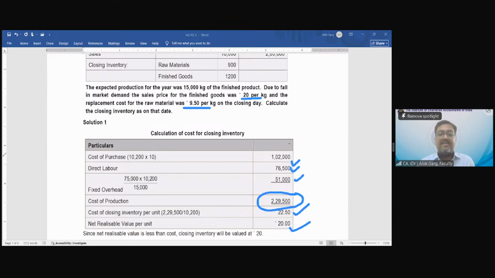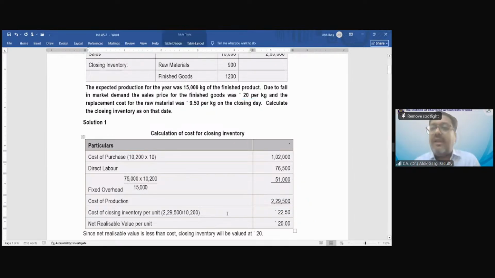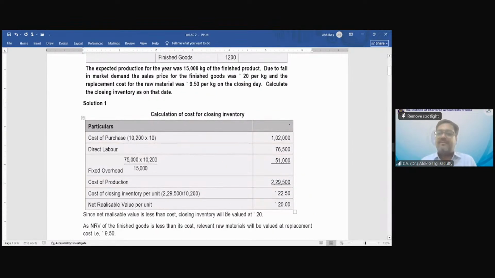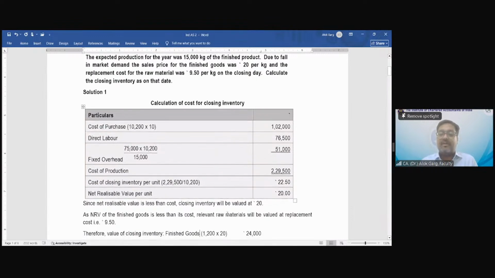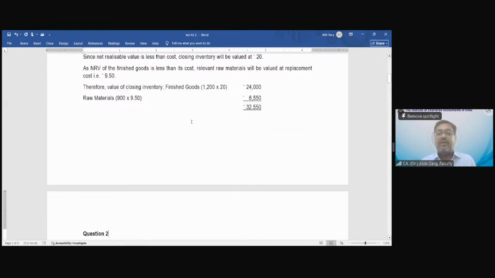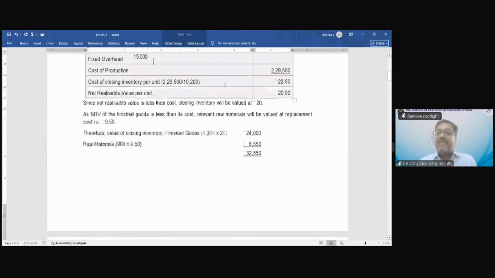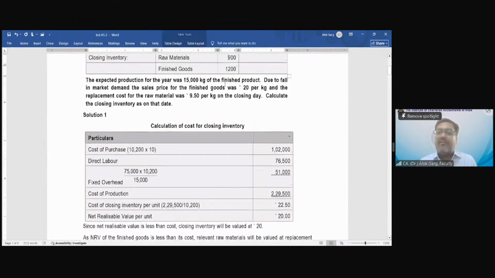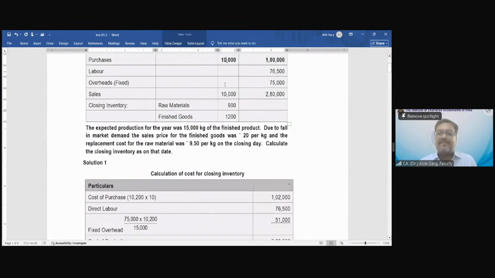Since NRV is lower than the cost, the closing inventory price, at what value inventory will be measured? Cost or NRV, whichever is lower. So since NRV is lower than the cost, inventory has to be measured at NRV. Therefore, what is my closing inventory? 1,200 multiplied by 20, 24,000. And if the finished goods are measured at NRV, at what value is raw material going to be measured?